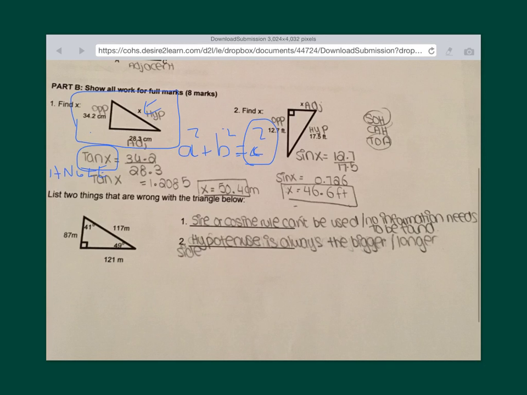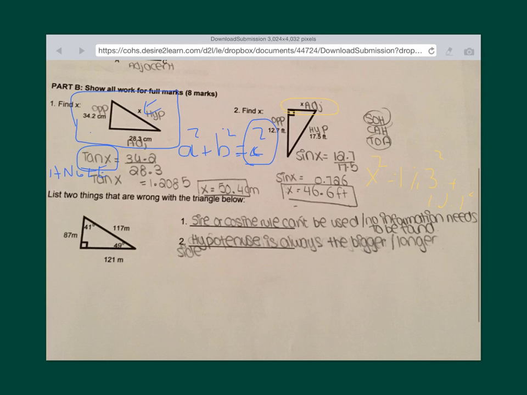Now, over here for number 2, the same situation is happening. You're trying to use the sine in order to find x, and x is a side, not an angle. And so I need for you to use the Pythagorean theorem here, and in this case, because you're trying to find a short side, you would use x squared equals 17.3 squared plus 12.7 squared.